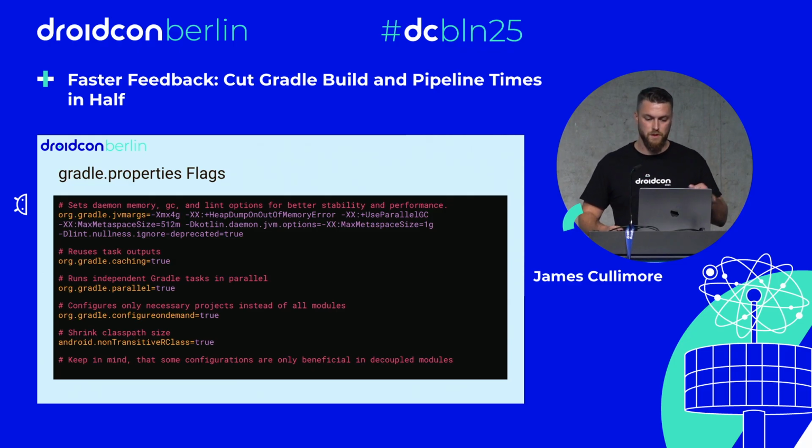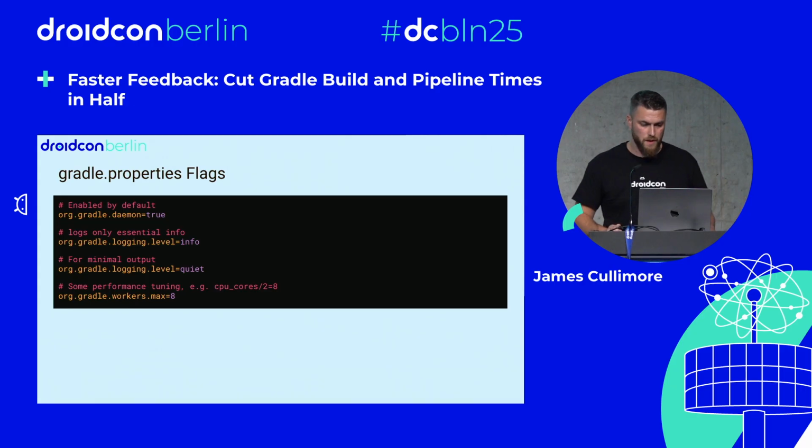If you have multiple modules or tasks that don't depend on each other, this is where the magic happens. Configure on demand only configures modules needed for the current task instead of all modules. Great for large multi-module projects. And the non-transitive R class stops generating that giant R class with references to every resource in every module and reduces the build overhead and speeds up incremental builds. These are quick wins, very quick. Add them one by one, measure the difference, keep what helps, revert what doesn't. Gradle's performance tooling can help you here, and I'll be showing you that later too.